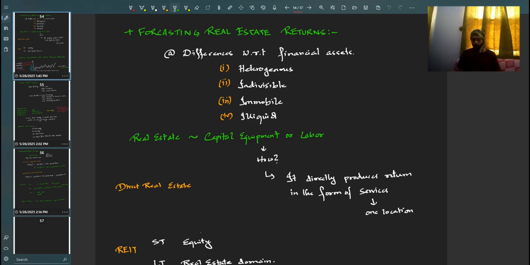Now, before we try to measure the returns, we have to understand a few unique characteristics that real estate assets, or the real estate domain, have. So, differences of real estate with respect to other so-called financial assets. Financial assets means we're talking about equities, bonds, hedge funds, etc. With these, real estate has a certain amount of difference. Now, these differences are, first, heterogeneity.